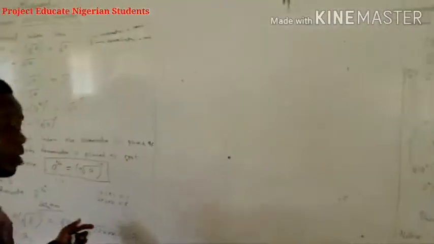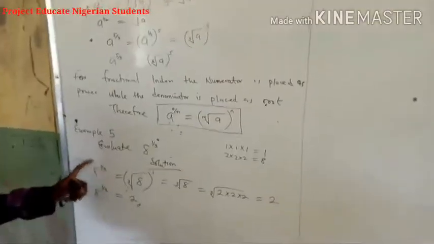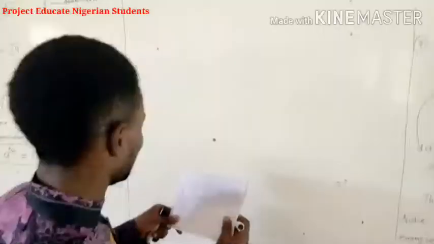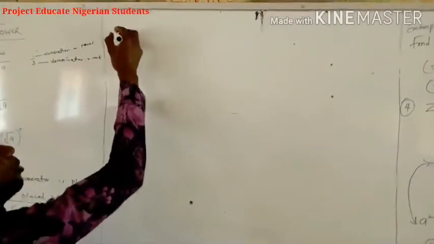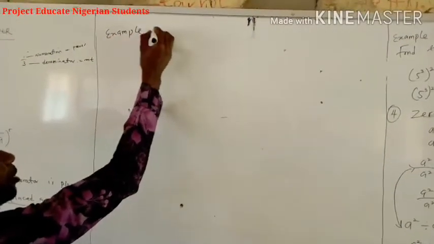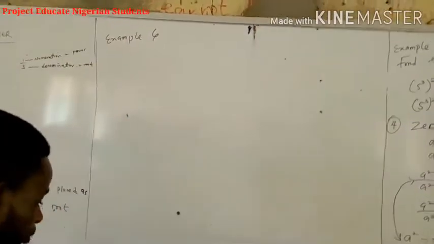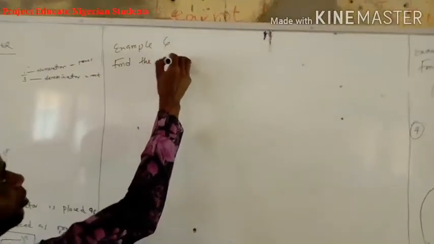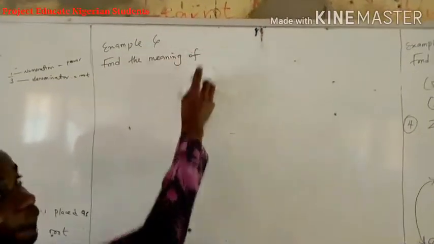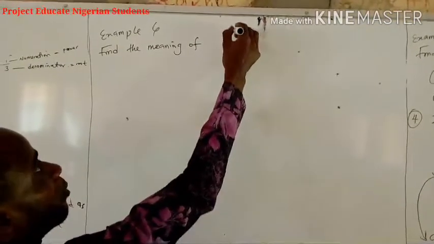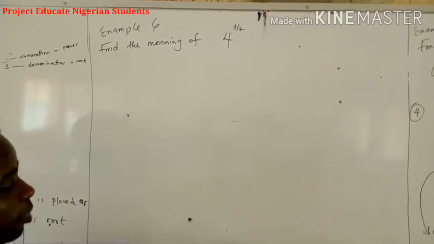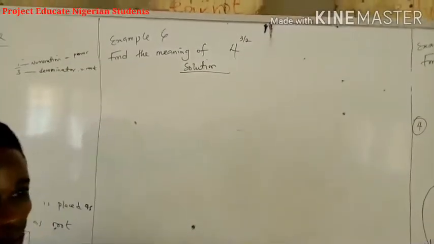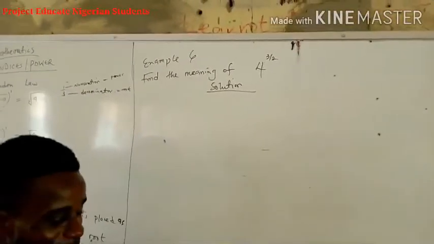So we still have another example under fractional index. So let's start on the example. Let's solve the example. Example 6. Find the meaning of 4 raised to 3 over 2. Find the meaning. So solution. Every mathematical problem has a solution, so you have to state the solution. Okay?